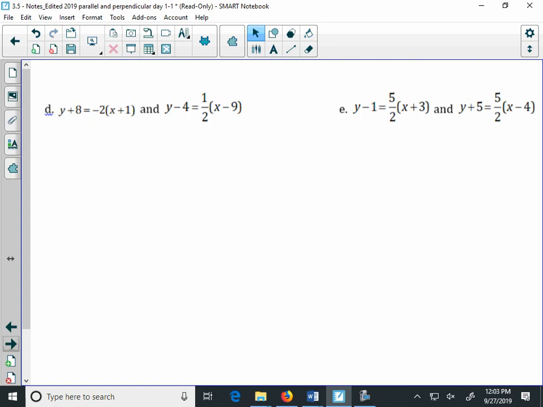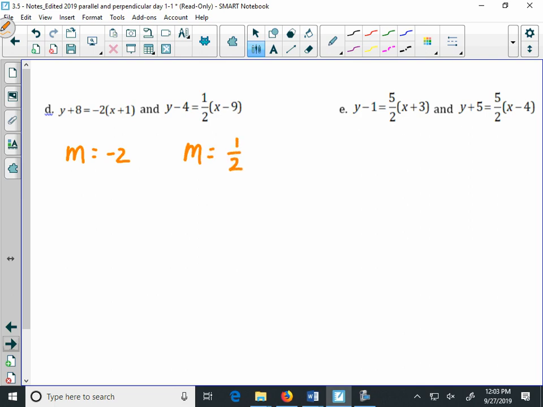What's the slope of this line? The first one? -2. What's the slope of the second one? 1/2. Are these lines perpendicular? Yes. They're opposite. Negative, positive. And again, with whole numbers, if you put it over 1 and flip it, 2 over 1 becomes 1/2. Oh, yes.